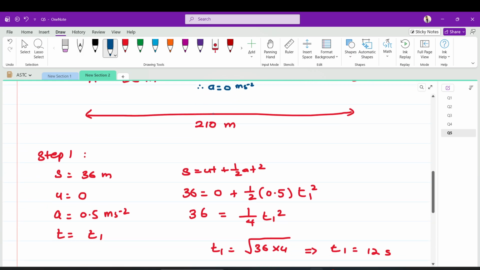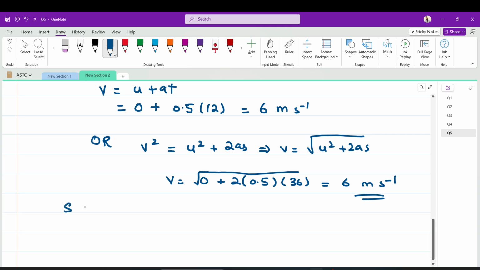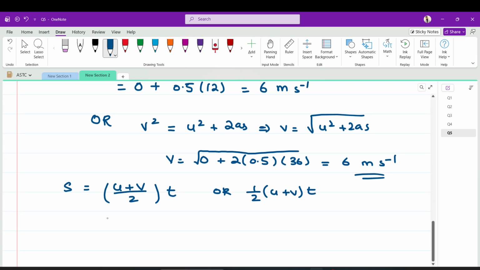We can find what is the displacement over here. I can use the equation S is equal to (U plus V) upon 2 times T. Or this equation is also written in this form, half times (U plus V) times T. It is the same thing. So initial velocity is 0, final velocity is 6 upon 2, and the time was found out to be 12. Sorry, my bad. The initial velocity is going to be 6 in this region. Okay, now we are talking about the blue region.